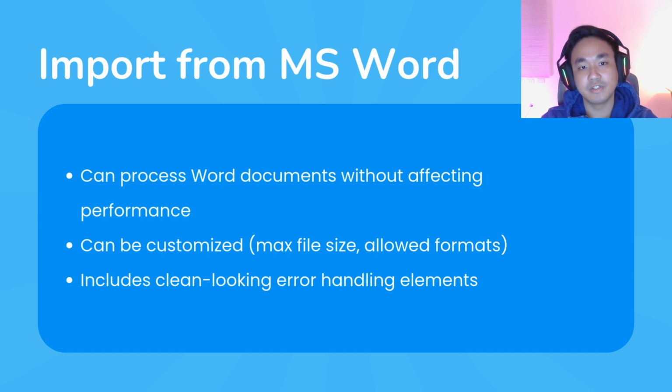Here are some other things about the import from Word feature that I personally like. First is its speed. It can process Word documents with multiple pages without really freezing the editor or affecting overall performance. Next is that it's also customizable, like the Code Snippets feature from earlier. You can control the max file size, specify which Word file formats are allowed, the default is docx, provide your own server endpoint for processing Word files, and handle the before import and after import events.